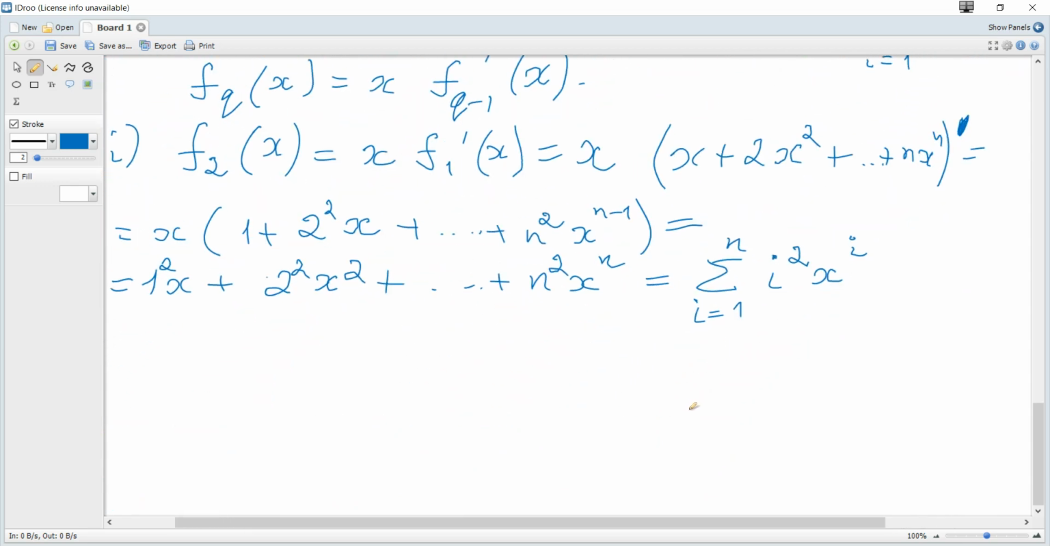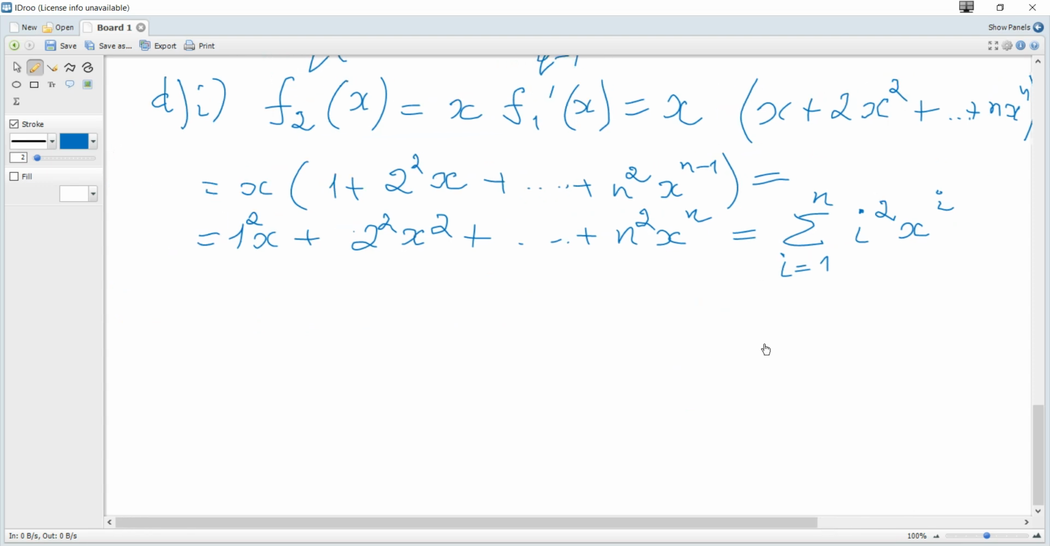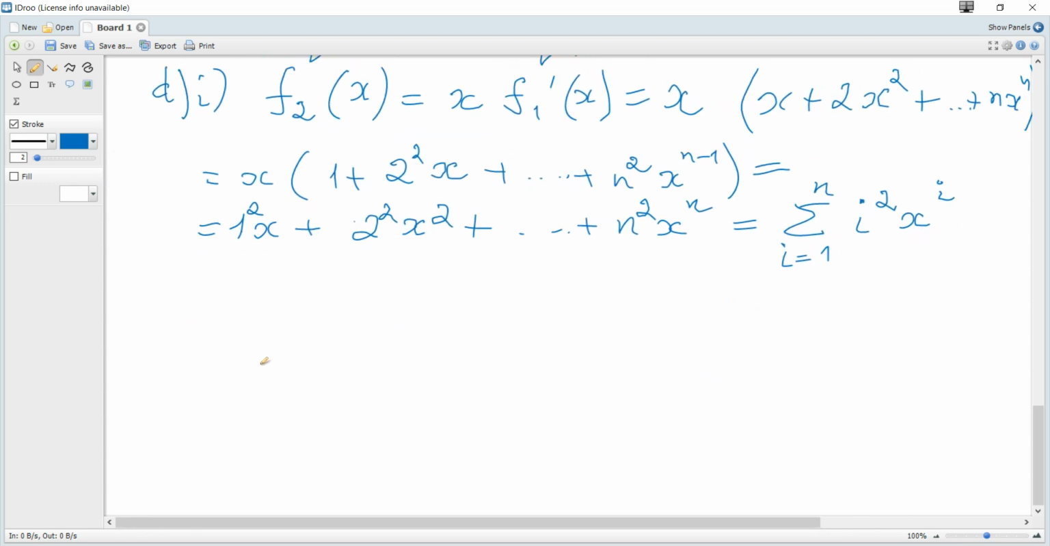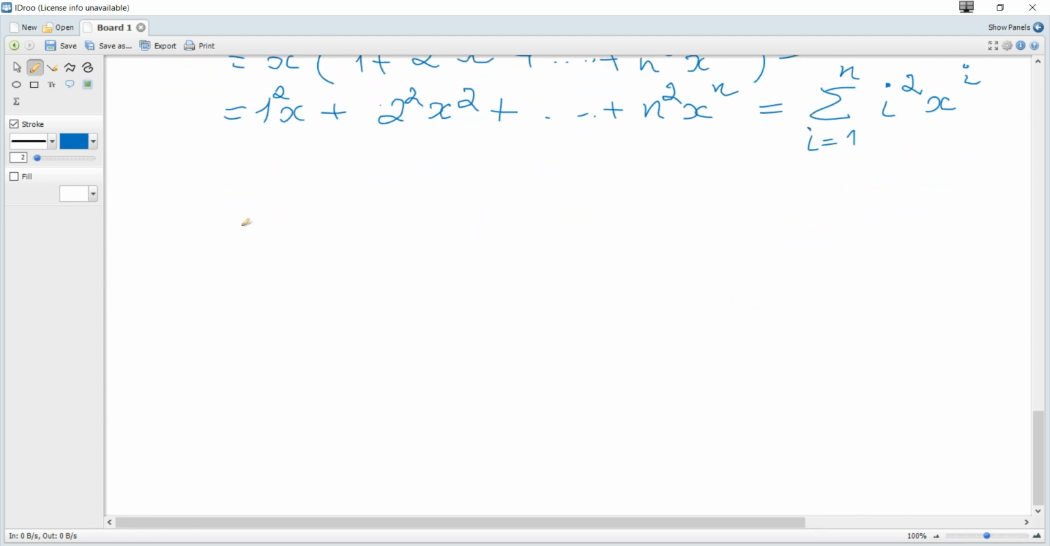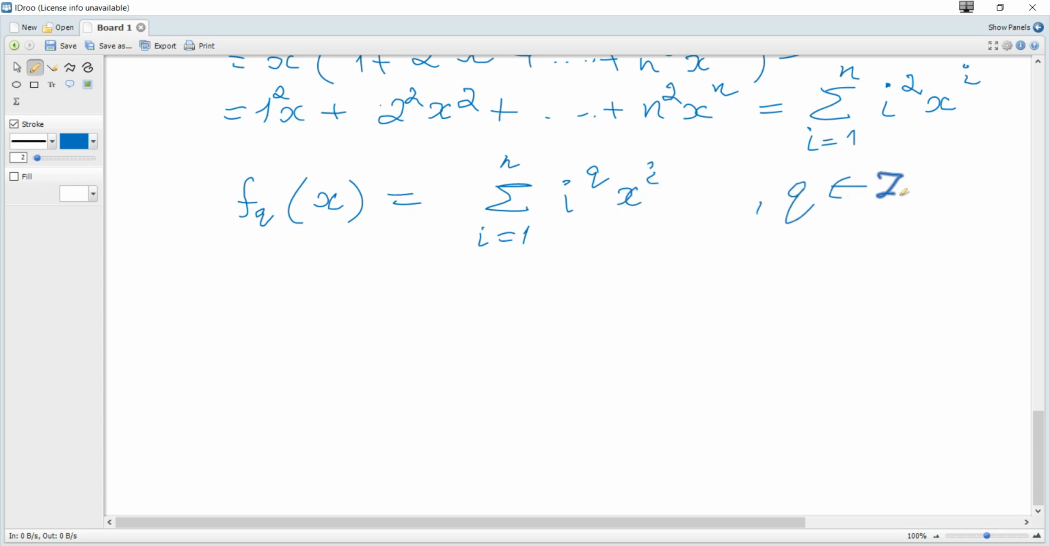The next: prove by mathematical induction that fq of x is the sum for i from 1 to n of i to the power of q times x to the power of i. q is a positive integer, 6 marks. So as usual we write for q.